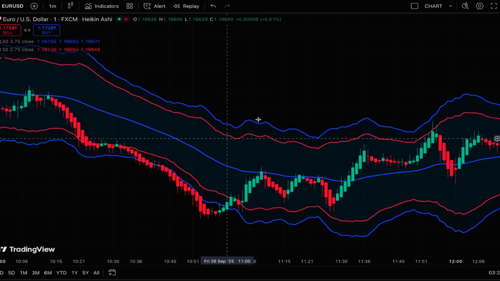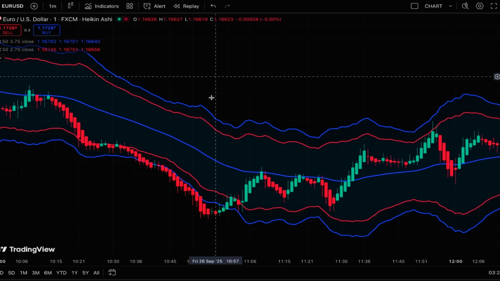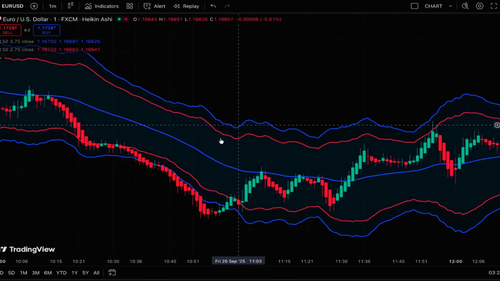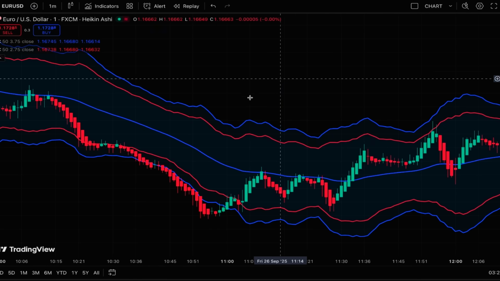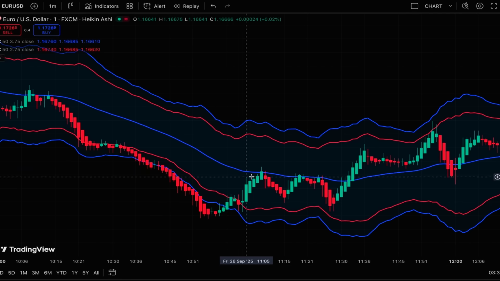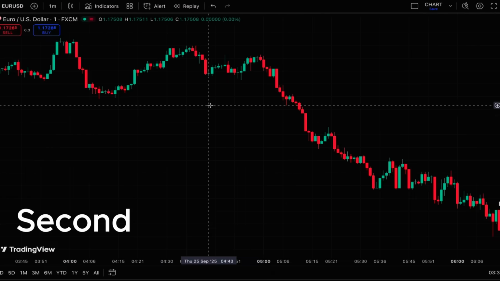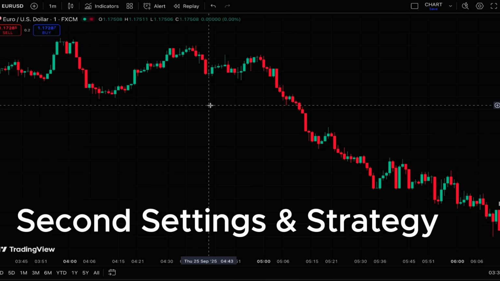These settings and trading strategy is more suitable in lower time frames for scalping and day trading strategies, because by the help of this setup, we try to catch the sudden and usually short-term turning of the price after being far above or below the average price. Alright, now let me teach you the second settings and trading strategy.